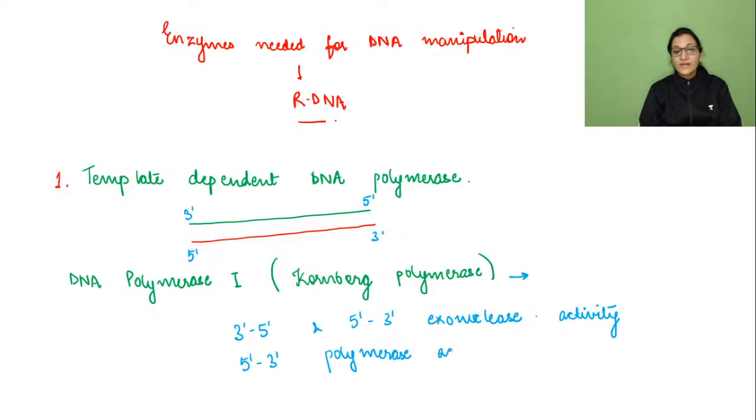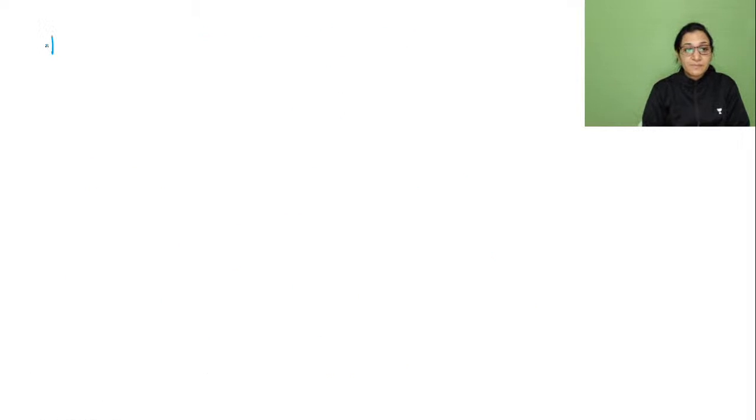5' to 3' polymerase activity. These two types of activities are there for DNA polymerase 1. After DNA polymerase 1, let us talk about reverse transcriptase.